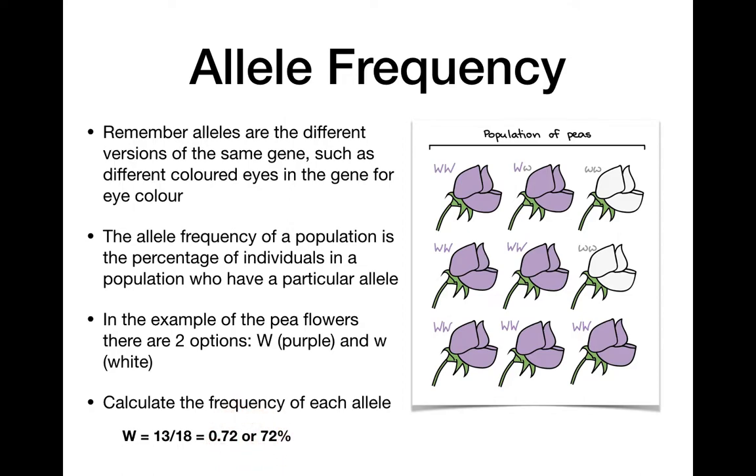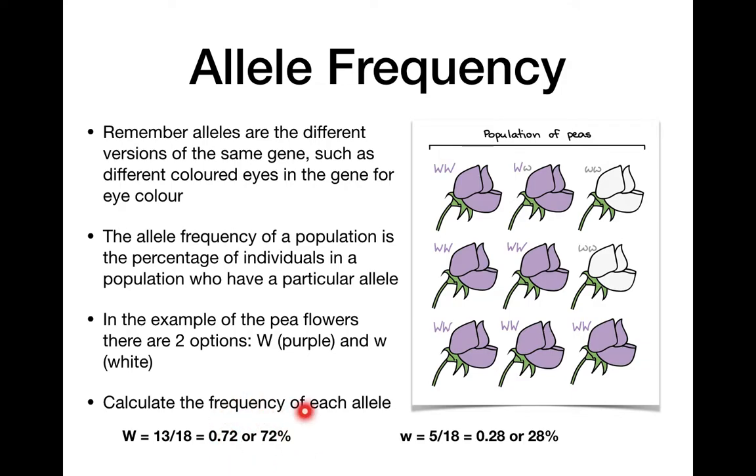Now try and figure it out for the little w allele. I have 1, 2, 3, 4, and a fifth one, 5. So 5 out of 18 is 0.28, or 28%. I could also just subtract this from 100, since there are only 2 alleles in this population.